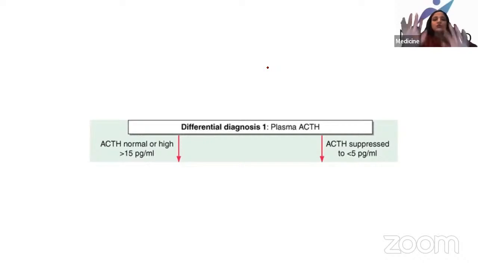we have managed to find out that yes, the patient has Cushing syndrome. Now the next step is we have to find out who is the culprit, whether ACTH is the culprit or there is an adrenal adenoma which is the culprit. So the second step is we do a plasma ACTH level. If the ACTH is normal or high, more than 15 picogram per ml, then it is ACTH dependent. If the ACTH is suppressed, less than 5, that means it is ACTH independent.